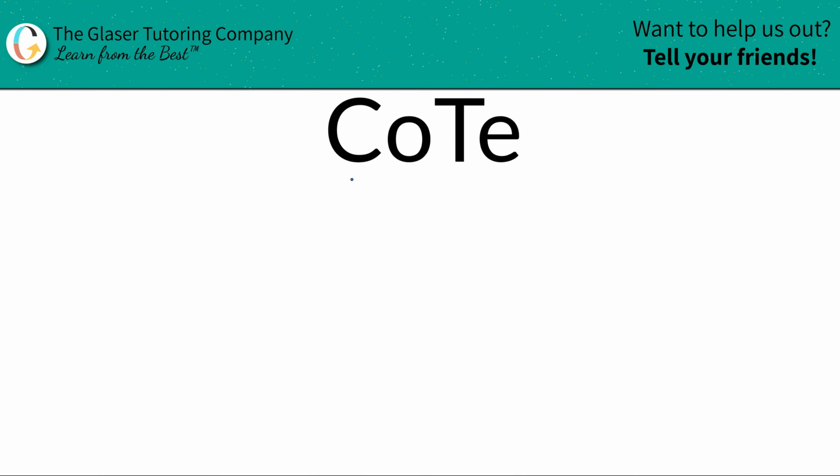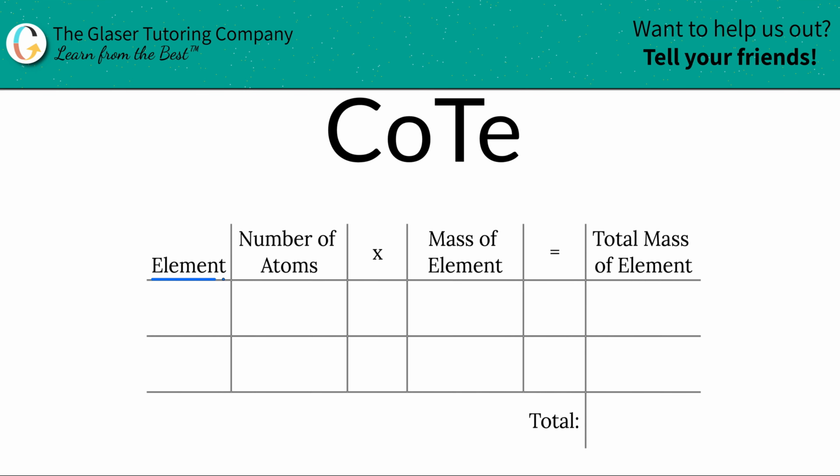What is the molar mass of cobalt telluride? Well, let's use this table to help us out. Bam! So the first thing is we have to write down the particular elements that we see in the compound. So we have cobalt and we have tellurium.